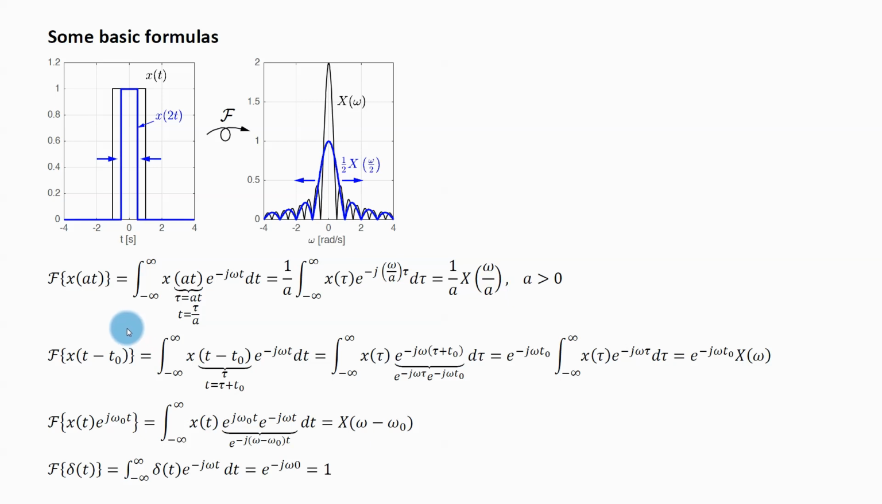So the moral of the story is that when we make the time run faster by multiplying it by some constant, the spectrum will get wider.